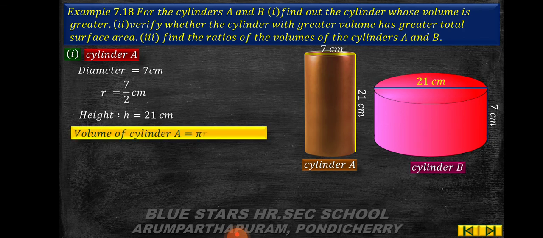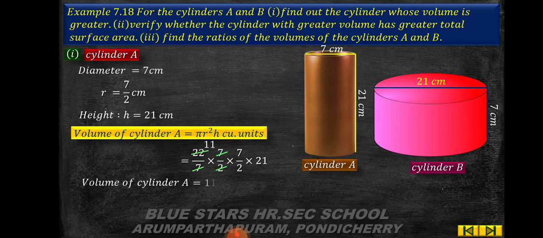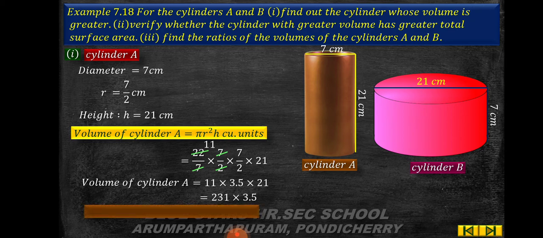So volume of cylinder A is equal to pi r square h cubic units, which is equal to 22 by 7 into 7 by 2 into 7 by 2 into 21. So 7 gets cancelled, 2 and 22 get cancelled, you get 11. So volume of cylinder A is equal to 11 into 3.5 into 21. You get 231 into 3.5, which is equal to 808.5 centimeter cube. That is the volume of cylinder A.